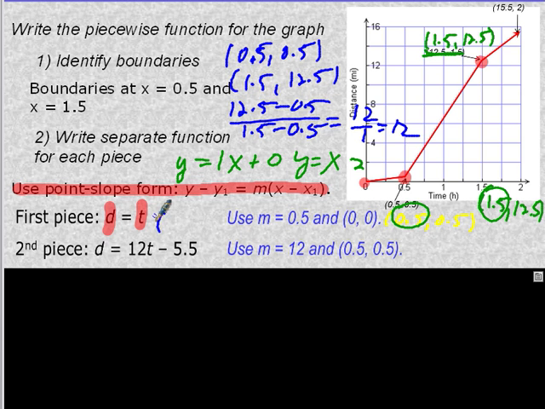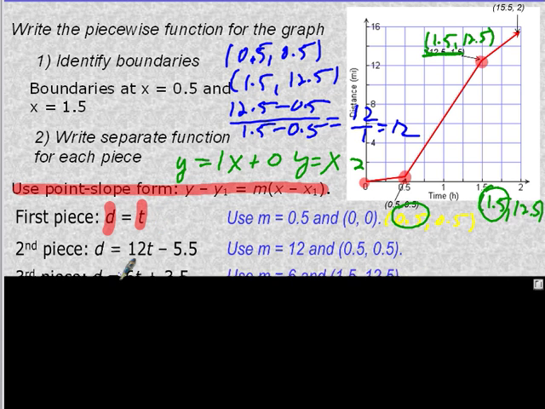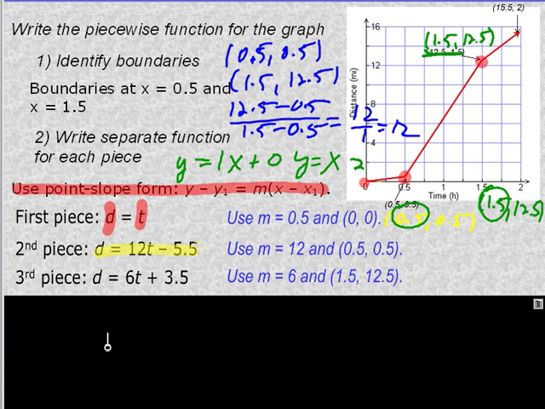So the equation would be y minus, and whichever point you chose to use, it doesn't matter, 0.5 equals 12 times x minus 0.5. You're going to distribute and then add your 0.5 here, and that's going to get you to this final equation, which is what they did. So it's going to be d is equal to 12t minus 5.5.